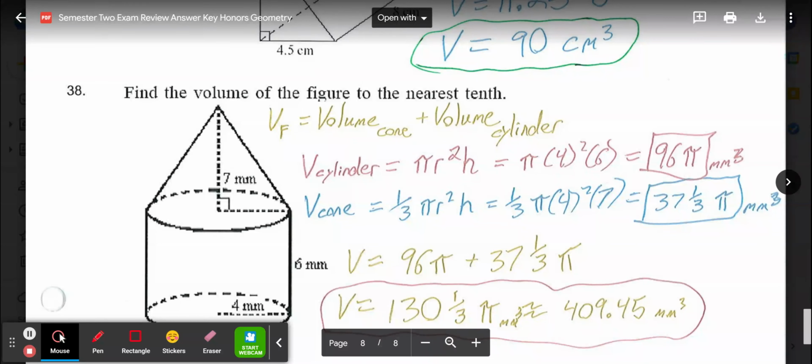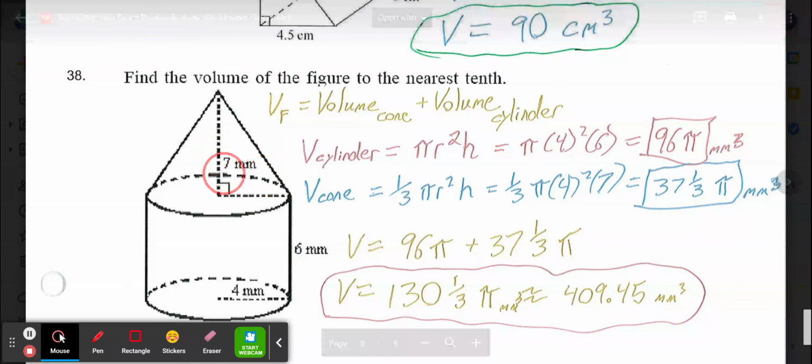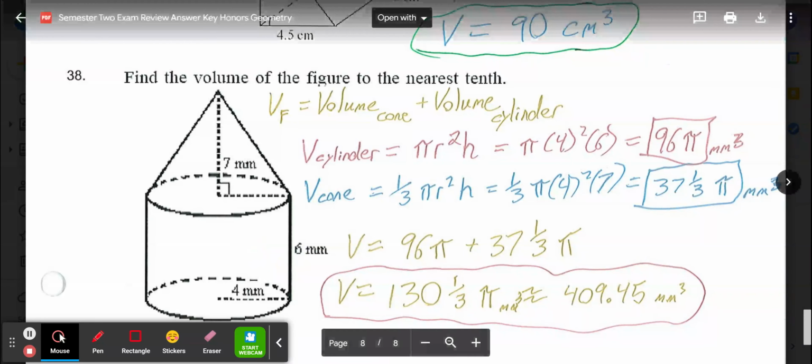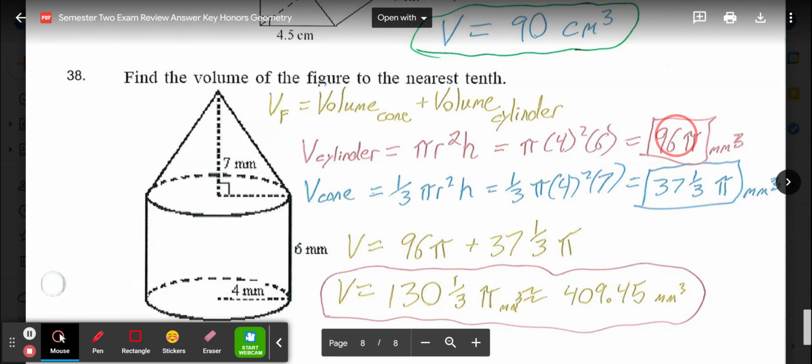Number 38, volume of this figure. So it's the volume of the cone plus the volume of the cylinder. So volume of a cylinder: area of the base, pi times radius squared, times the height of the cylinder. Radius is 4, height of the cylinder is 6, so 4 squared times 6 is 96. So the volume of our cylinder is 96 pi.